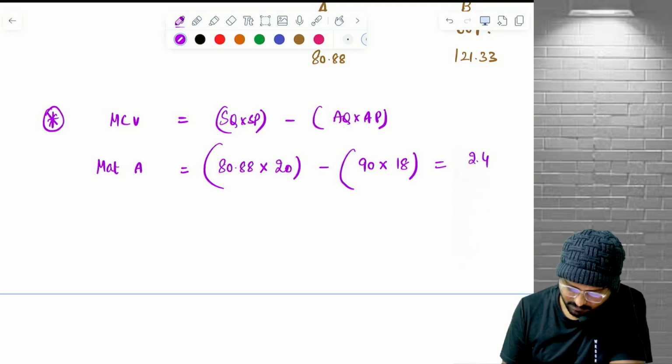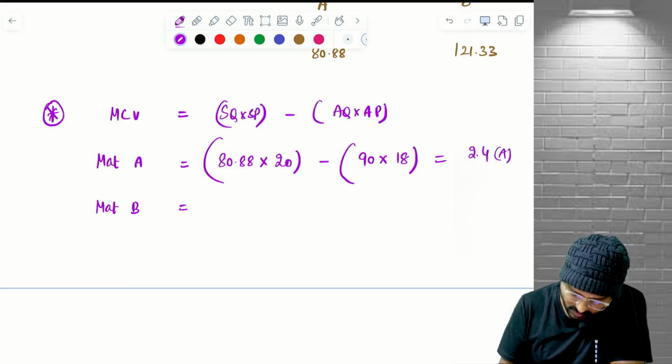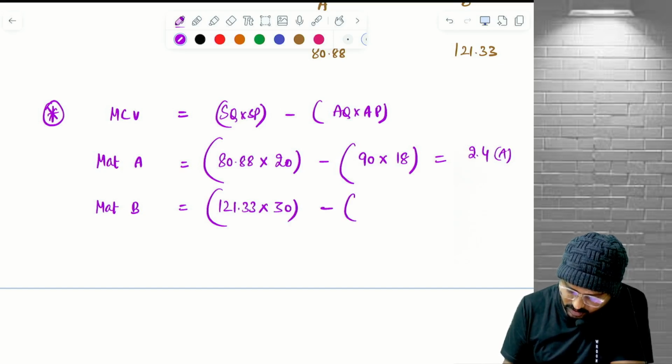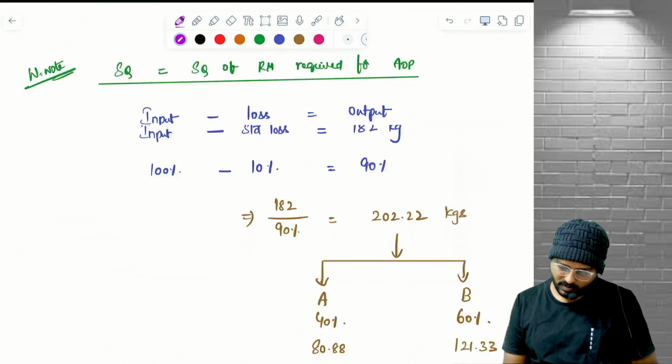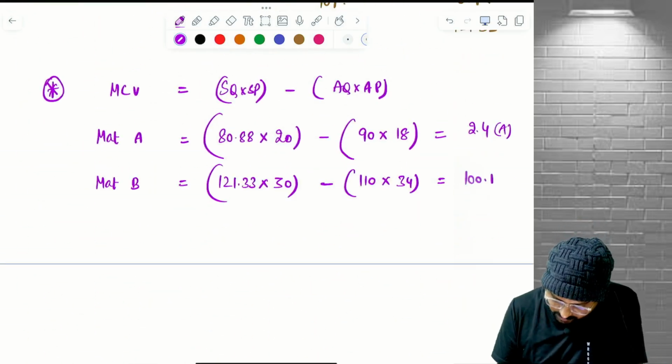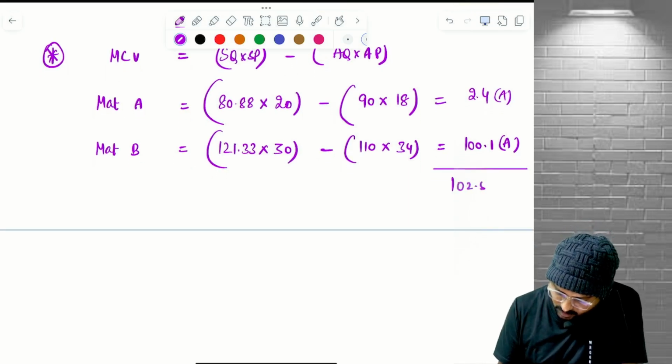Right. Next. Adverse. Next. Material B. Standard quantity is how much? 121.33 into standard price, 30, minus actual quantity. Actual quantity in the question, 110 into 34. How much? 100.1. What is that 100.1? Adverse. Total 102.5. Adverse. Right.